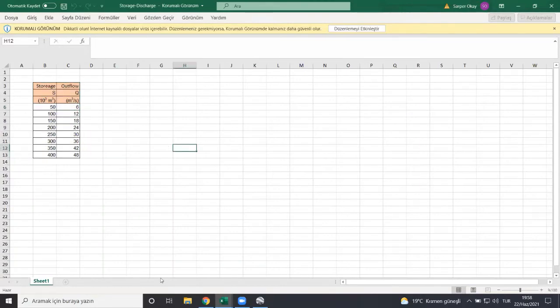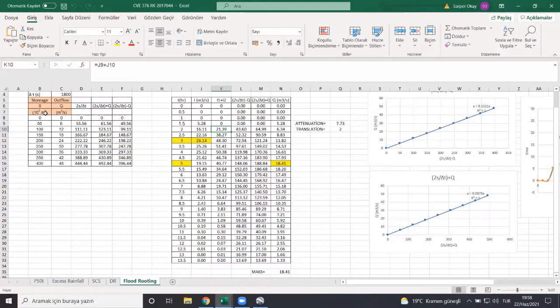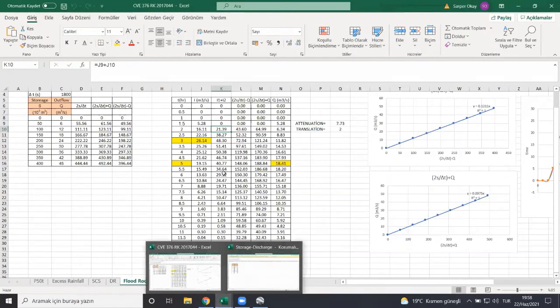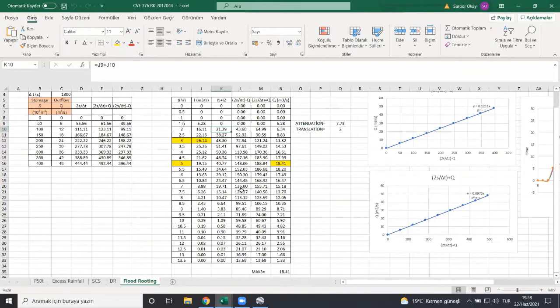You can basically copy paste them, like we did in here. The numbers may not be matching because this project is an old one, so don't be confused because of it. So what do we need to do here? We need to apply flood routing. To be able to do it, first you need to learn how to apply flood routing.